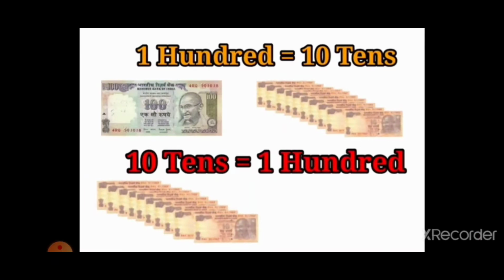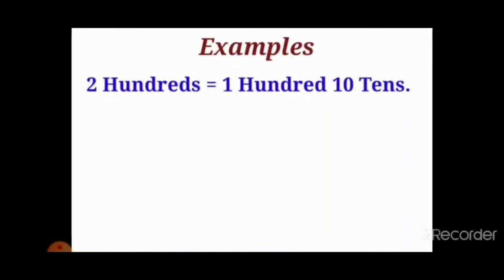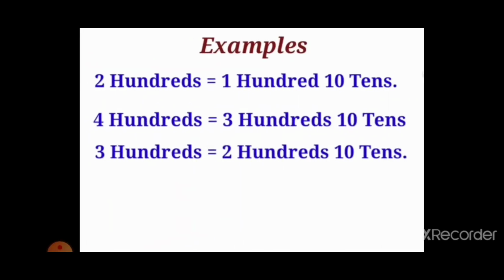Children, 100 is equal to 10 tens and 10 tens is equal to 100. Now let us see, if we convert 100 to tens, then how many hundreds are left with us? We have 200. So if from 200, 100 is converted into tens, then we have 100 and 10 tens. Similarly, 400 will be 300 and 10 tens. 300 will be equal to 200 and 10 tens.